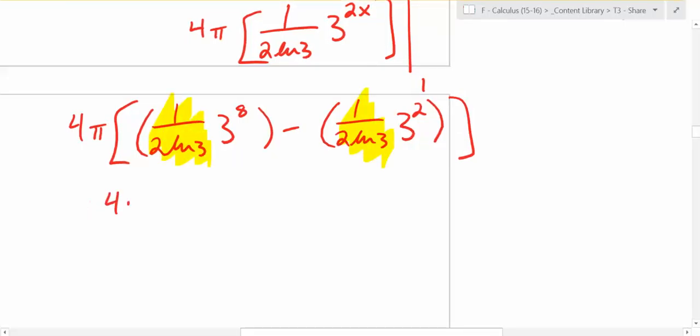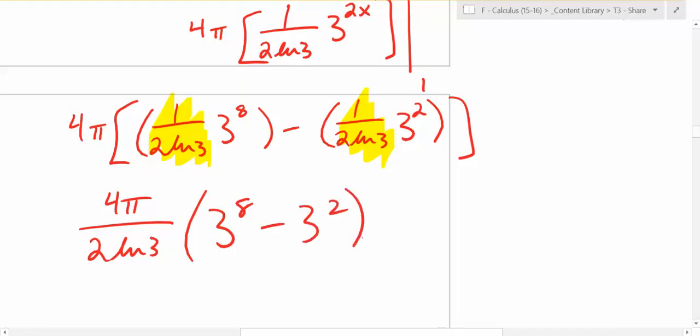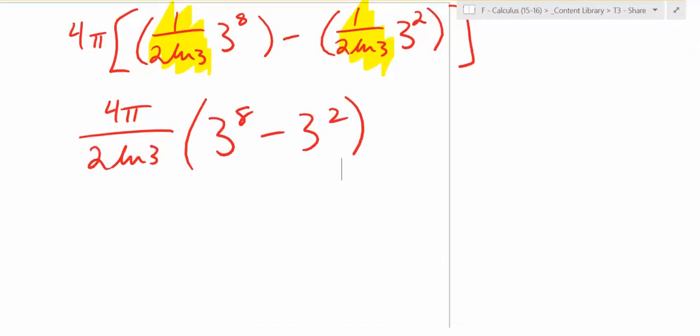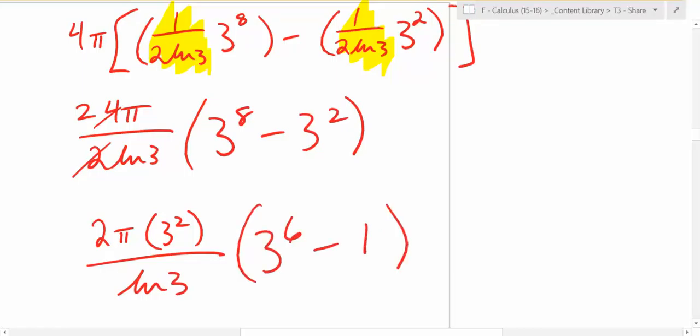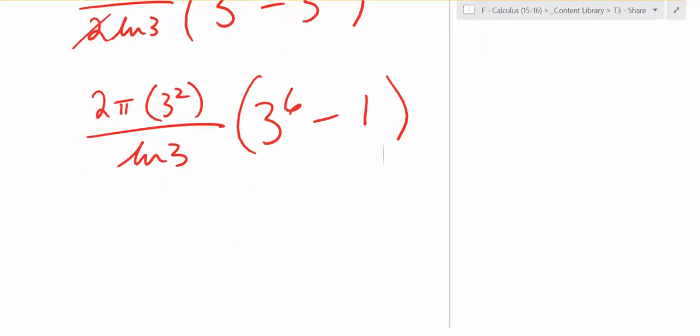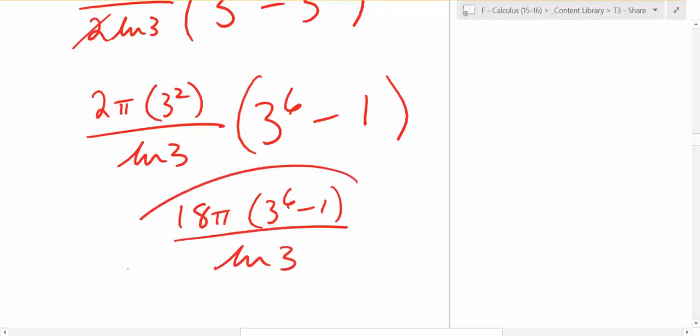So what do we have here? 4 pi over 2 ln 3 times 3 to the 8th minus. There's only one more thing we could factor out. What could we factor out now? 3 squared, and we could change that to 2, right? So what do we have here? 2 pi times 3 squared all over ln 3 times 3 to the what? 6 minus 1. Whew! What's 3 squared? 9. So we have 18 pi times 3 to the 6th minus 1 all over ln 3. Boom.